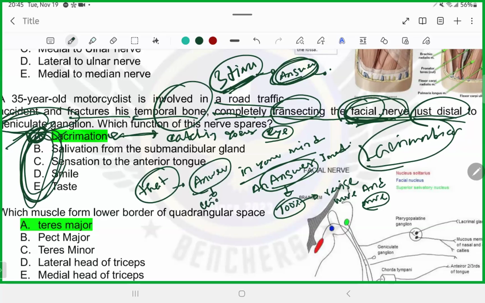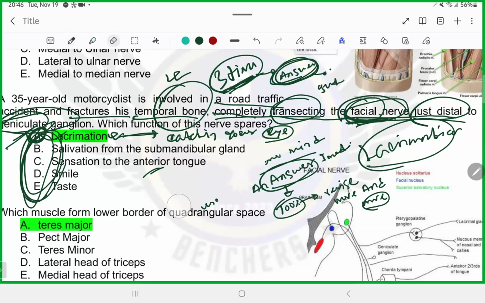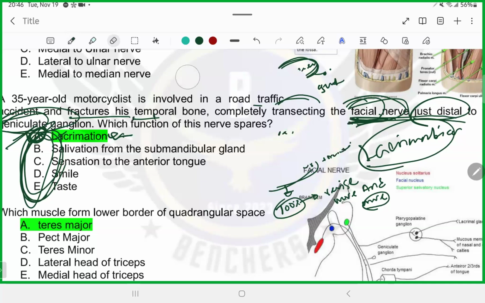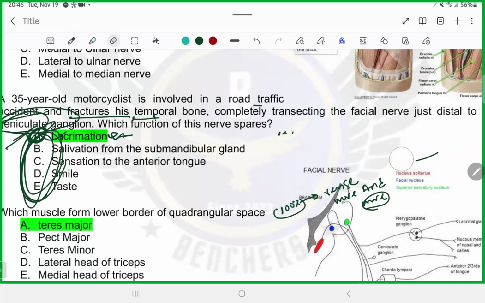Don't think at all. You think now, while studying. But during the exam, no thinking. Read the stem. Go with your gut. Your gut knows the answer. Read the stem three times, and you will know that this should be lacrimation.